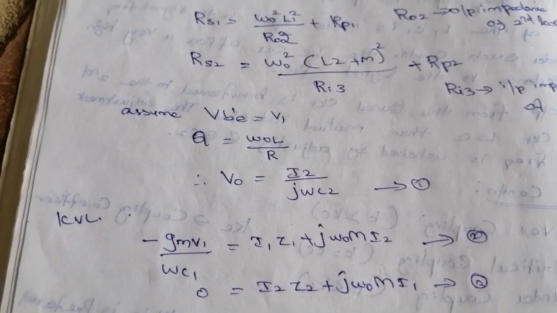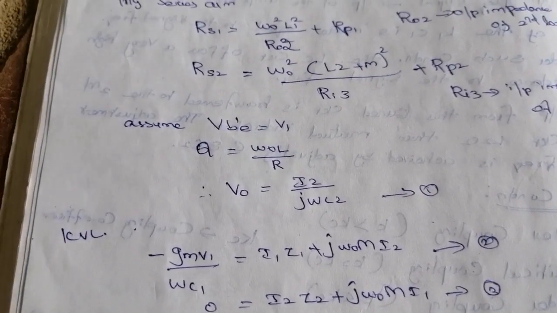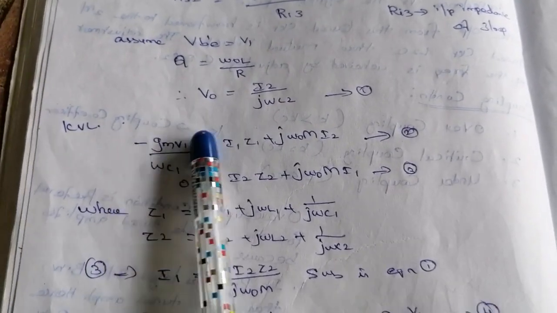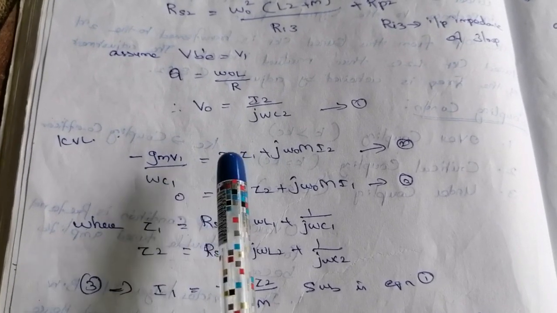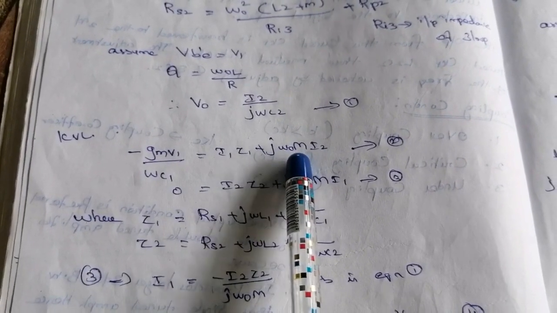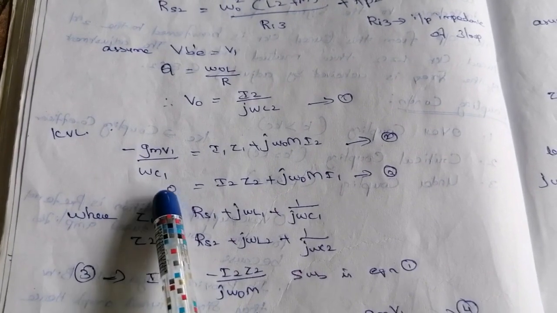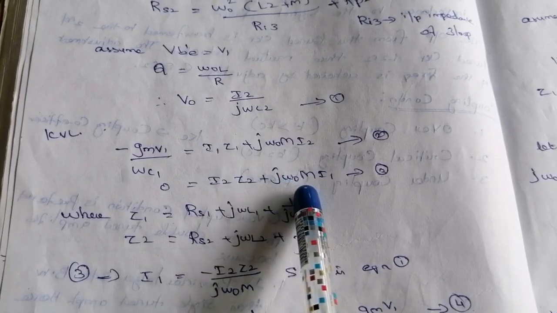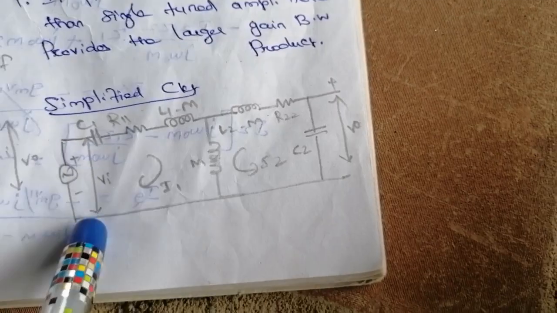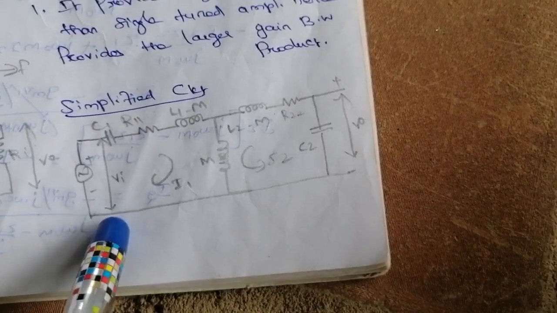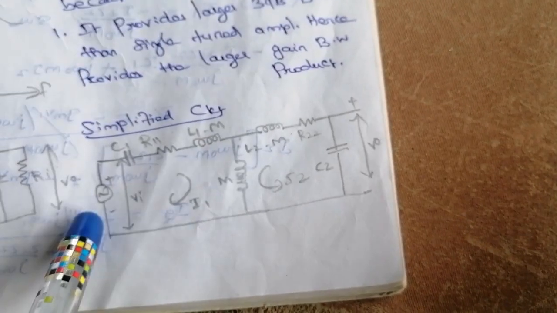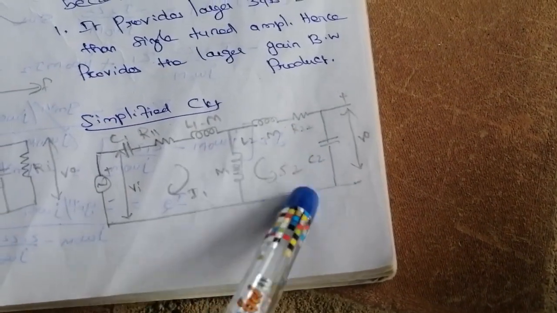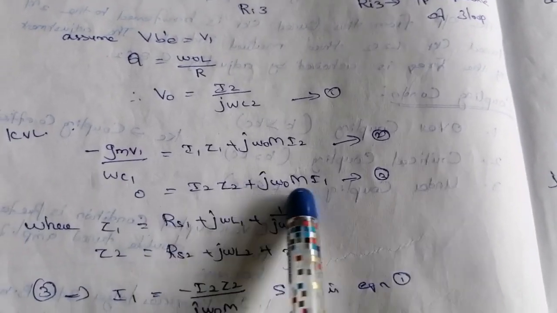Then apply the KVL. By applying the KVL in that diagram, we can get the equation: minus GmV1 divided by j omega C1 equals I1 Z1 plus j omega naught M I2. Then in the second loop we get 0 equals I2 Z2 plus j omega naught M I1. By using this circuit only, we have to apply the KVL. In the first loop we get this voltage equal to the remaining voltage. For the second loop the input voltage is 0. So the remaining terms we can write like this.